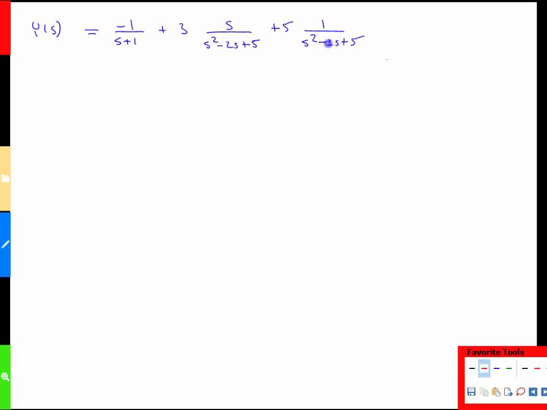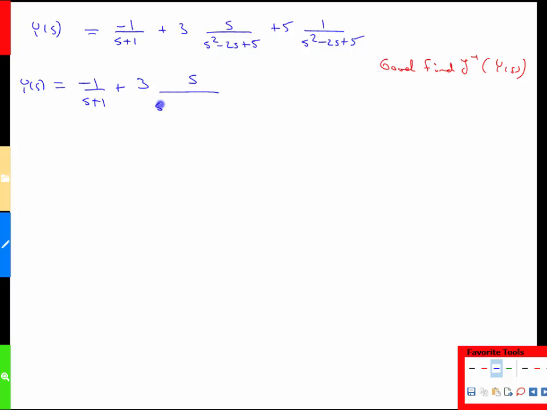Having computed y of s, our goal now is to find the inverse transform of that y of s expression. And we're close. One of these terms is fairly easy, it's in the table. These ones need a bit of work though, because they need some completing of the squares to get into their correct form. So let's take a look at that.